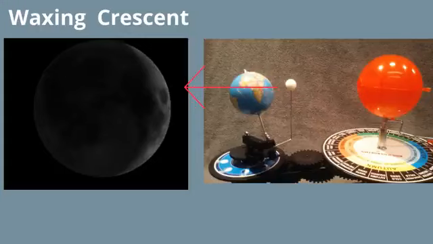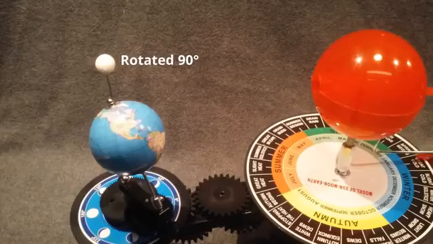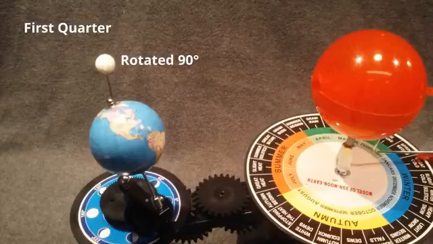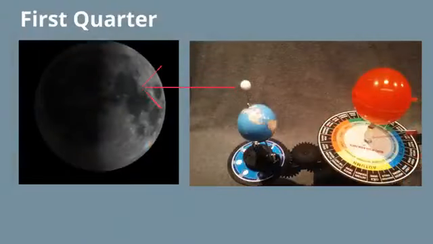In 7 days, the moon has now traveled 90 degrees and is at first quarter. Here's the alignment. Remember, the sunlight is always on the right in first quarter. I remember to be first, you must be right, and the light is on the right. Also, the shadow moves from right to left.